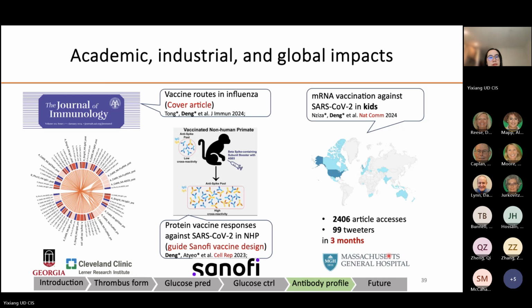of the virus. The same systems serology platform and the corresponding machine learning pipeline have shown to be very useful in understanding how the vaccination route in influenza affects immunology, and also how protein vaccine responses against SARS-CoV-2 work in non-human primates, as well as understanding the immunology changes in mRNA vaccination against SARS-CoV-2 in kids.